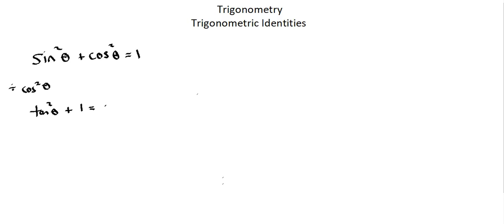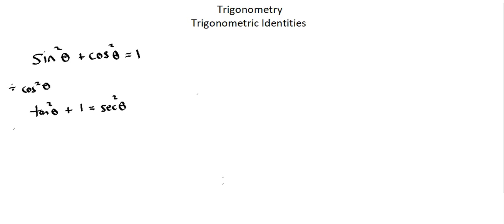And now we want to focus on the Pythagorean identities. The basic form of the Pythagorean identity is sine of angle squared plus cosine of angle squared equals 1. Additionally, if we divide everything by cosine of angle squared, we're going to end up with tangent of angle squared plus 1 equals secant of angle squared.